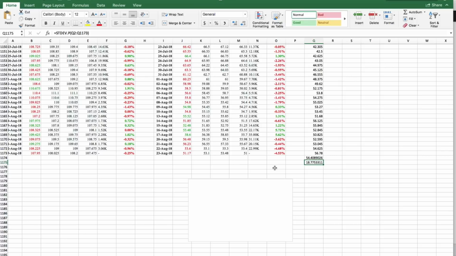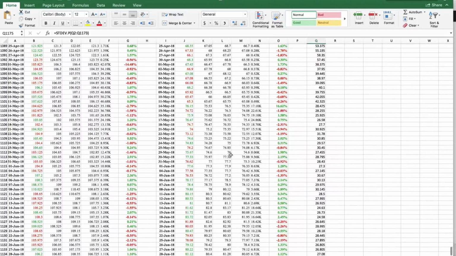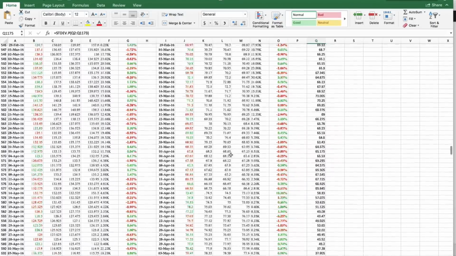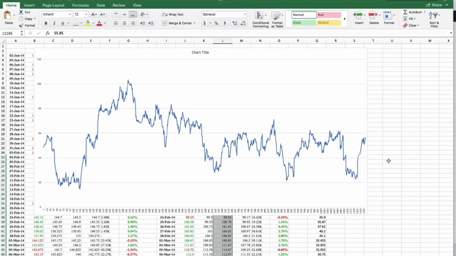Now that doesn't change very much if I go out to 5 years or 6 years or 10 years. It doesn't change very much, so I feel fairly confident on that standard deviation that it's going to give me some good standard deviation trading ranges. And if I highlight the whole array of spreads, this is the spread between the 2 prices, I get a chart that looks like this.